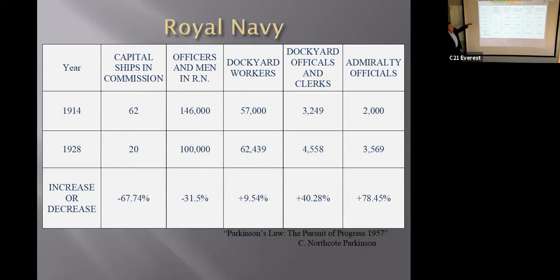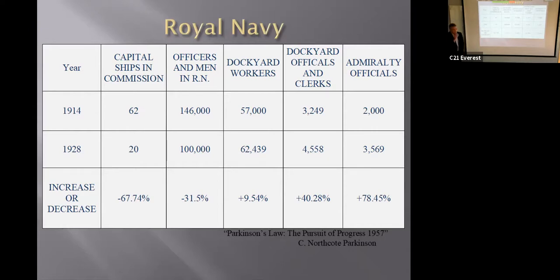But what he noticed is in 1914, the number of capital ships that the Royal Navy had in commission was 62. They had 146,000 officers and men in the Royal Navy. There were 57,000 dockyard workers, dockyard officials and clerks, 3,200, and then the Admiralty, the officials, basically the upper management, was at 2,000. Well, in 1928, he noticed the number of ships had gone down.